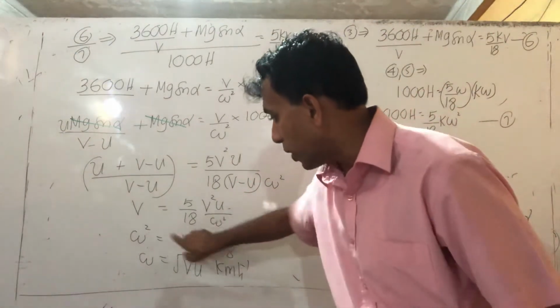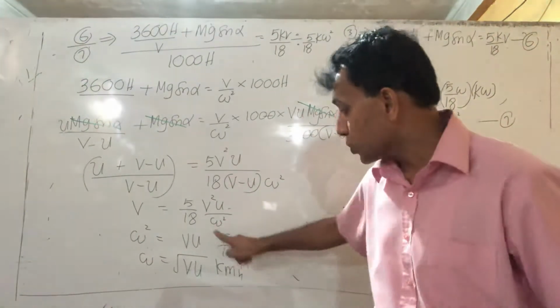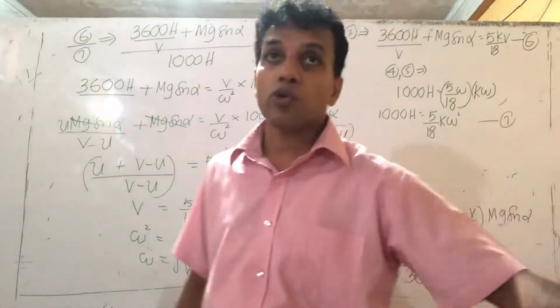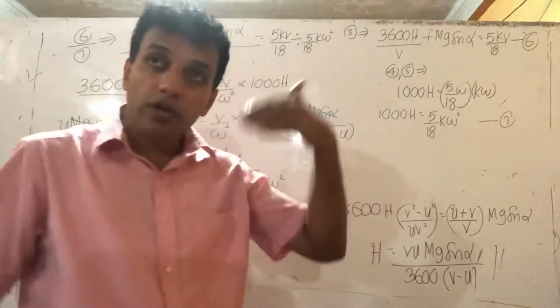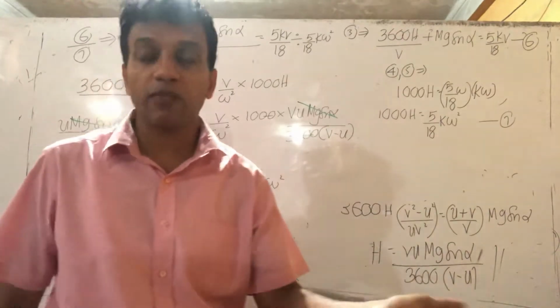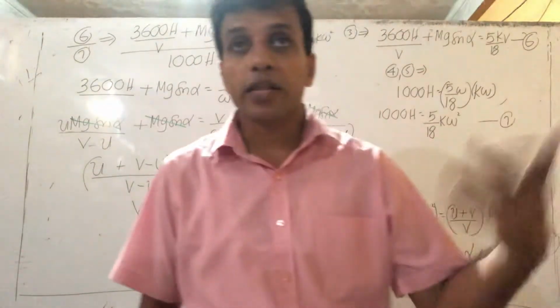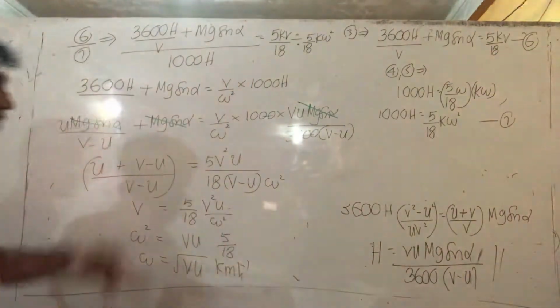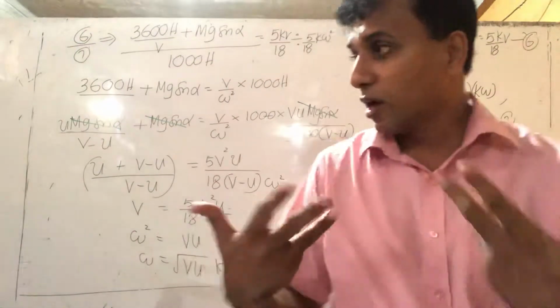So W square is UV. So W equals square root UV. So 5 over 18 means that you have changed from kilometers per hour. So kilometers per hour to meters per second, we multiply by 5 over 18. And if you remove the 5 over 18, that becomes km h minus 1, right? So very important. So many mistakes come. I also made a mistake due to this YouTube platform.